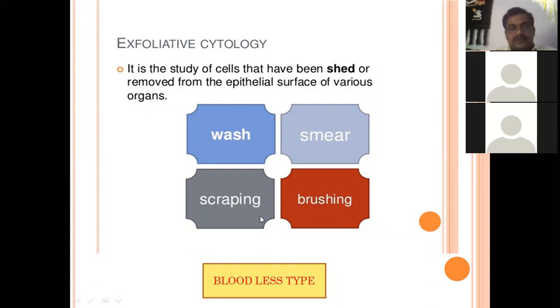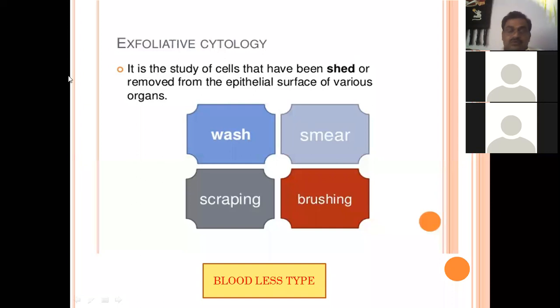And remember, this is a bloodless technique, and there are different advantages and disadvantages of exfoliative cytology that I have told you earlier. One thing you should also note here is that exfoliative cytology must be done in those cases where biopsy is contraindicated. Say, for example, in case of hemangioma, you cannot do a biopsy. So the only technique you have is exfoliative cytology. Similarly, in case of multiple neurofibromatosis, you cannot do a biopsy, so you have only to do exfoliative cytology.